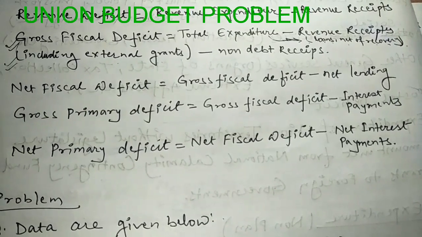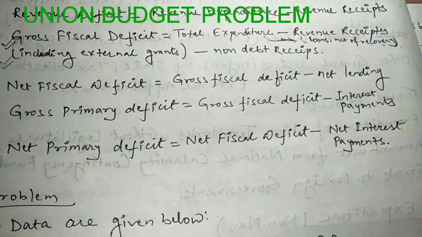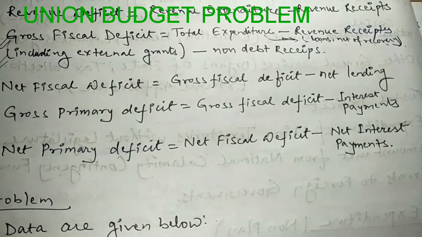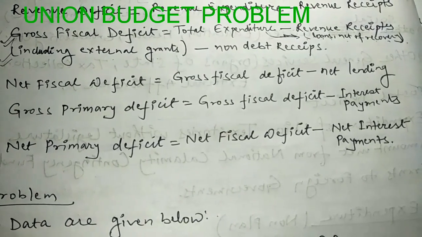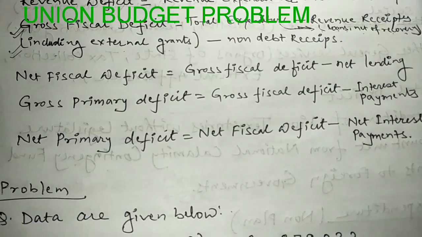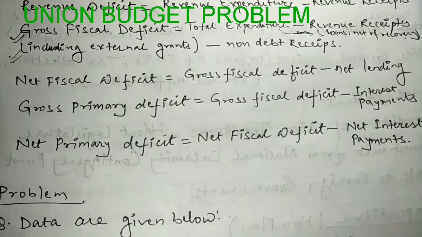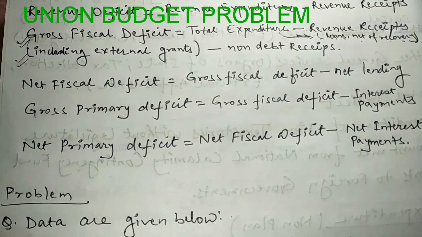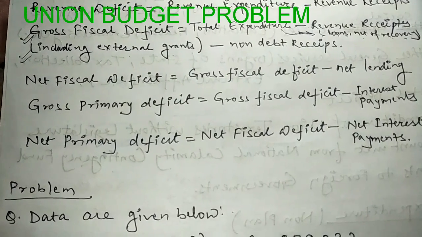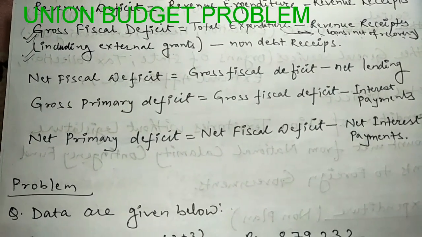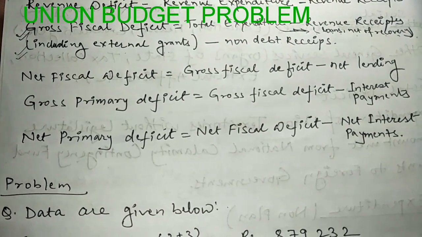Gross primary deficit: primary means interest payment should be deducted from the gross fiscal deficit. Net primary deficit means net fiscal deficit minus net interest payment. Net means net, all should be net. How can you calculate net fiscal deficit? It is very easy. If you know the net lending, deduct that net lending from the fiscal deficit, then you get the net fiscal deficit, which is very important.